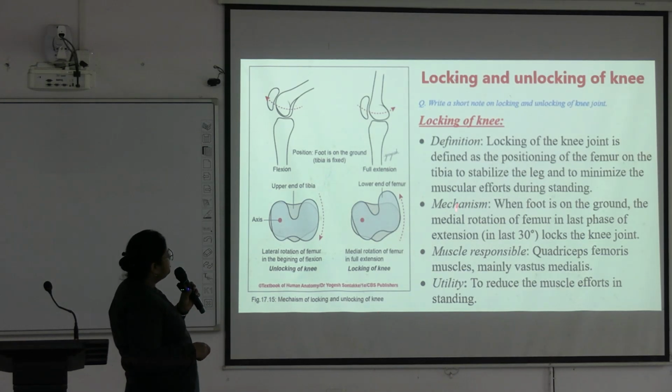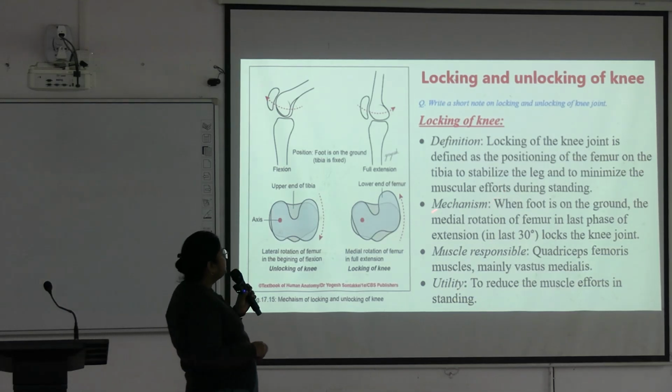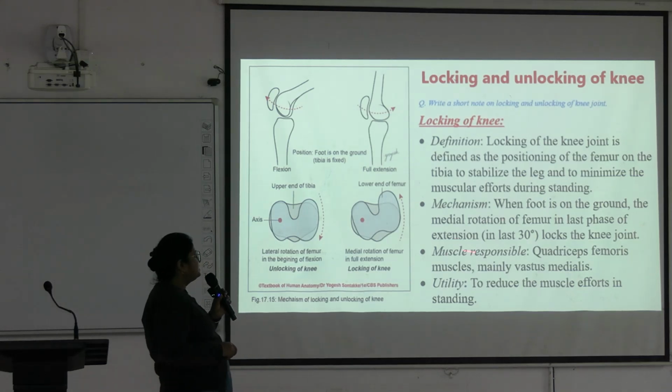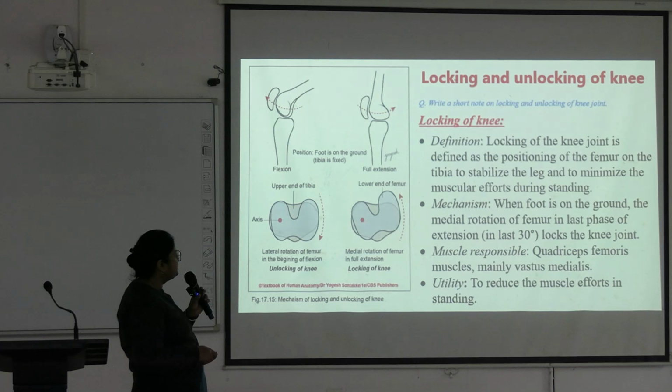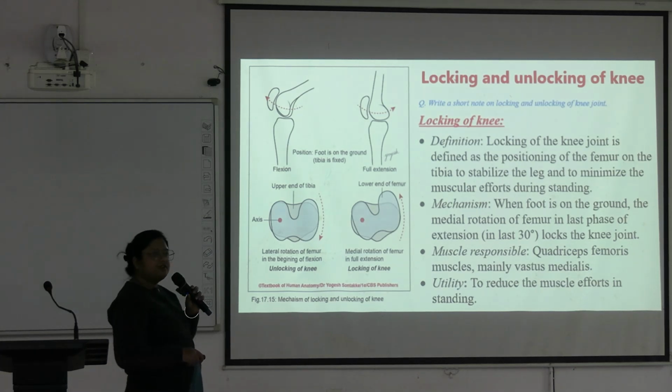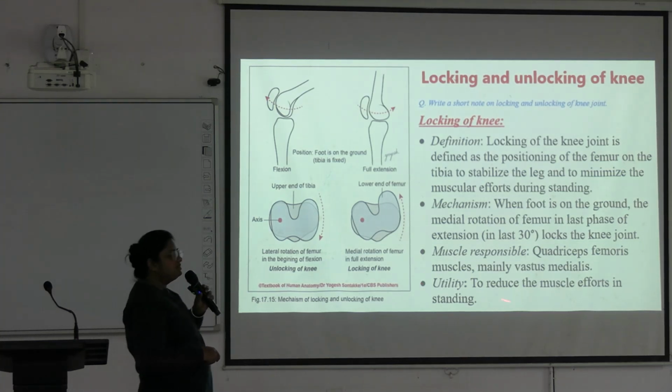So what is the mechanism? When the foot is on the ground, the medial rotation of the femur in the last phase of extension, during the last 30 degrees of extension, locks the knee joint. And the muscles involved are the quadriceps femoris, mainly the vastus medialis. This is the locking muscle. And what is the utility? Why is it locked? To reduce the muscle efforts in standing.